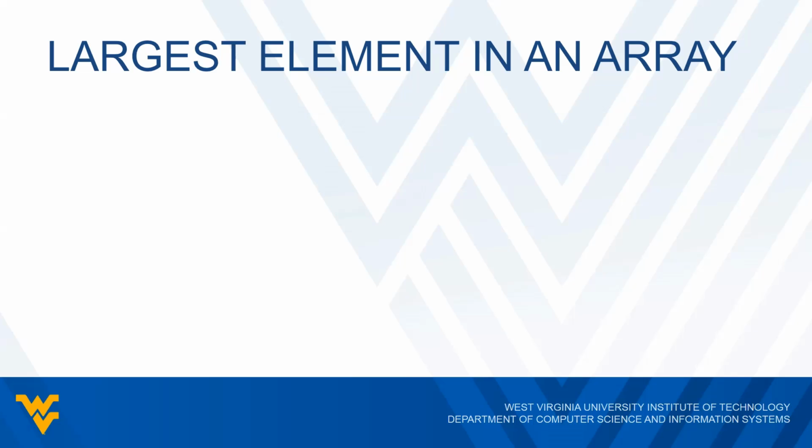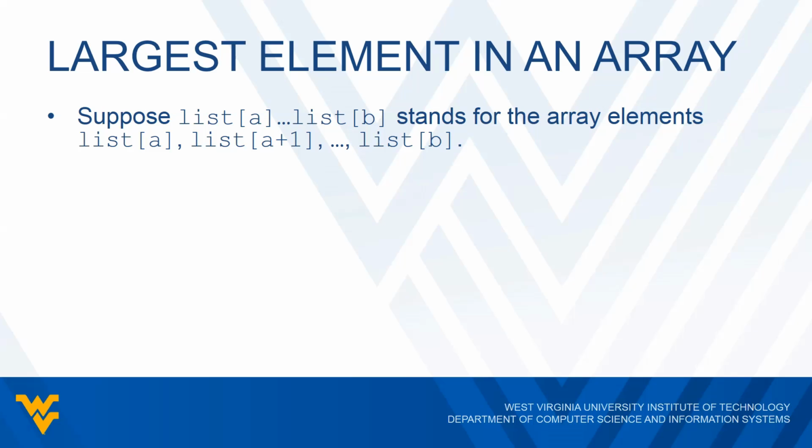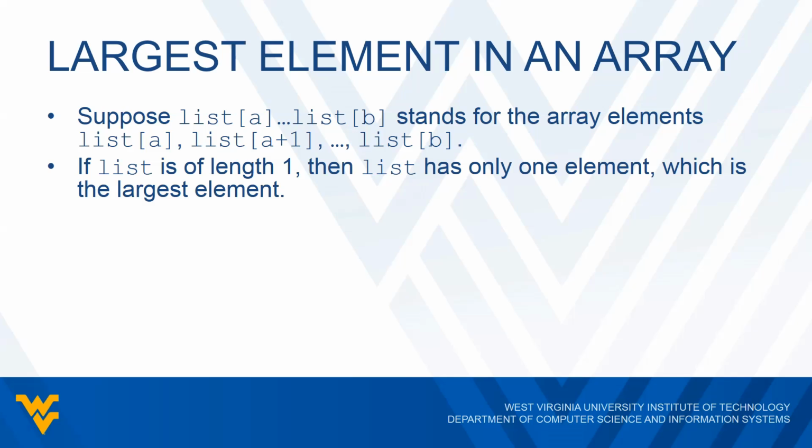Let's suppose we use the following notation to represent the array elements: list[a] all the way to list[b]. So we'll say list[a...b]. I'm probably just going to say list[a, b], but let's just say that's the set of elements from list[a] all the way to and including list[b]. Now we want to find the largest element in the array. So let's suppose the list is of length 1. Well, in that case, the list just has one element, and that has to be the largest element by default.